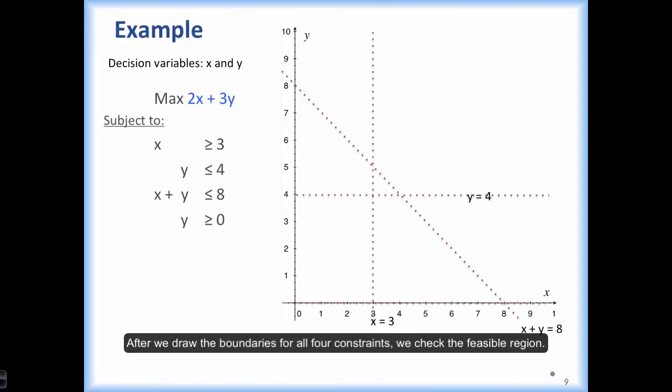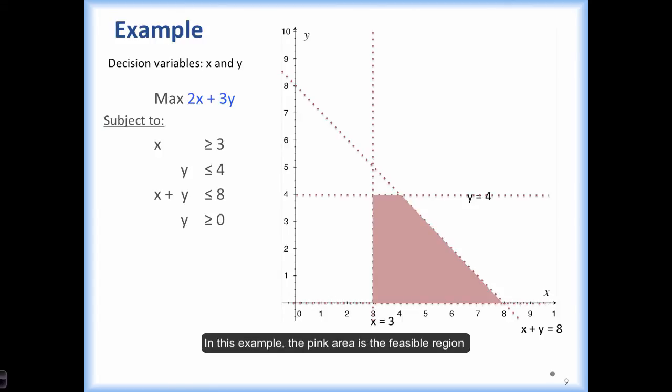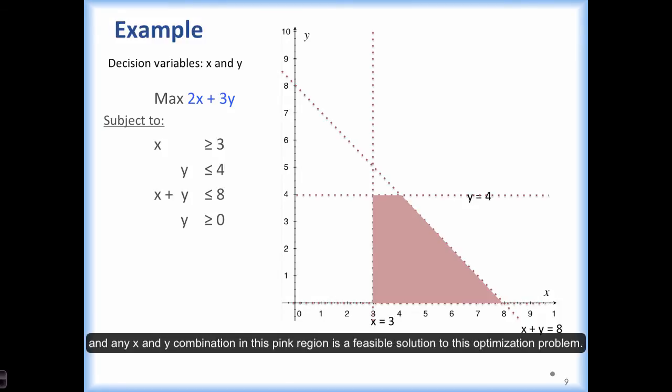After we draw the boundaries for all four constraints, we check the feasible region. A feasible region contains all points that satisfy all constraints simultaneously. Therefore, in this example, the pink area is the feasible region. Any x and y combination in this pink region is a feasible solution to this optimization problem.